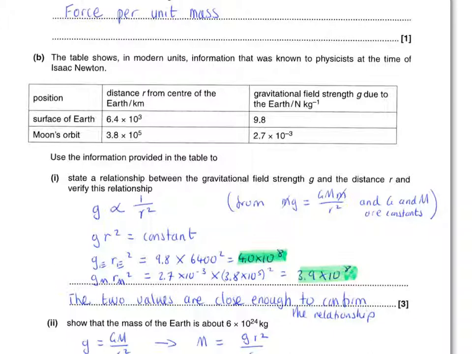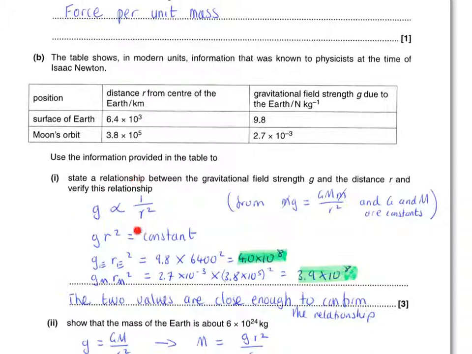It asks you to use the information provided in the table to state a relationship between the gravitational field strength and distance and to verify that relationship. Badly written question because the relationship doesn't come from information in the table. It's not realistic to work that out. The relationship would come from the fact that you know that g equals GM upon r squared. As G and M are both constants, the relationship is that g is proportional to 1 upon r squared.